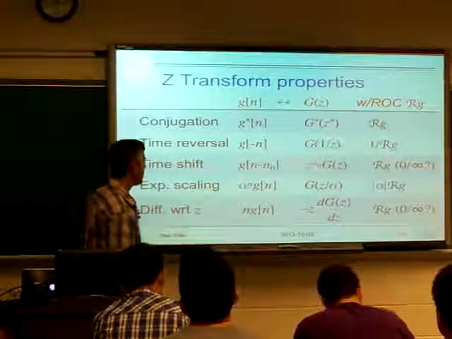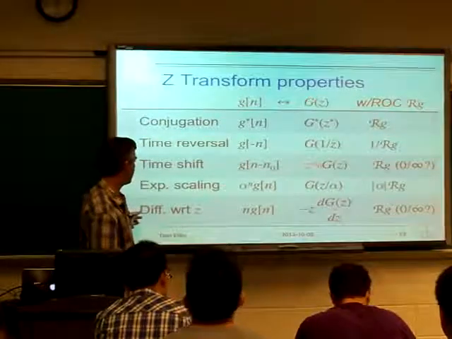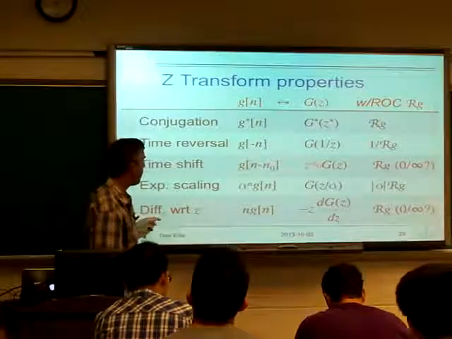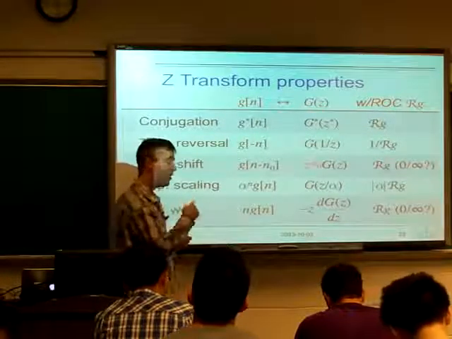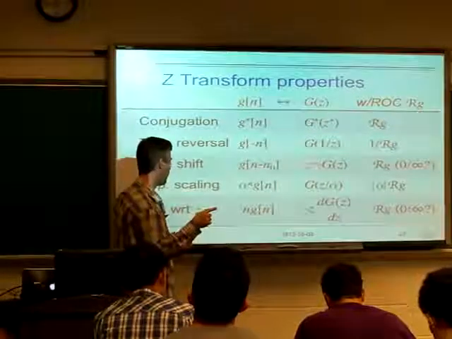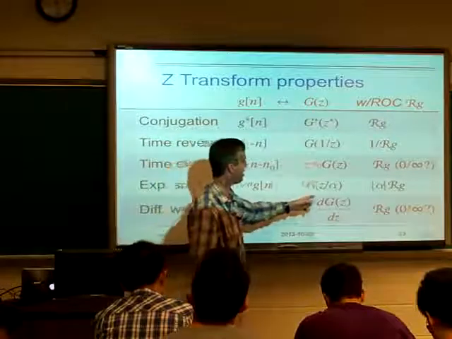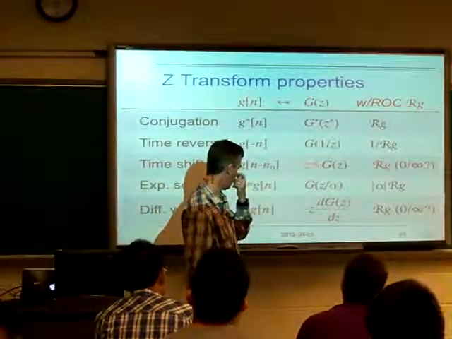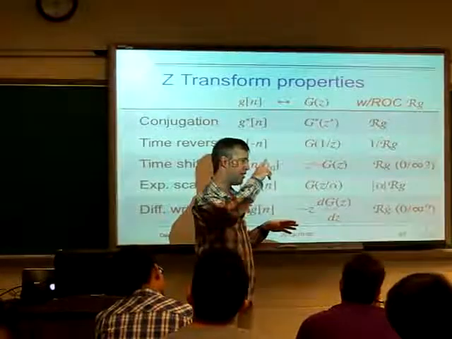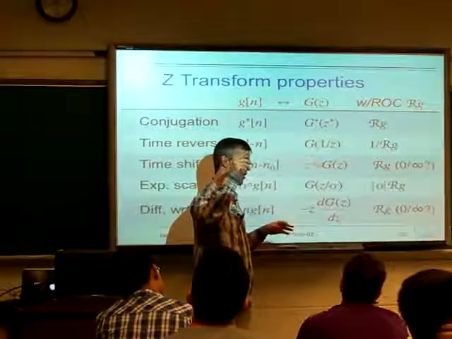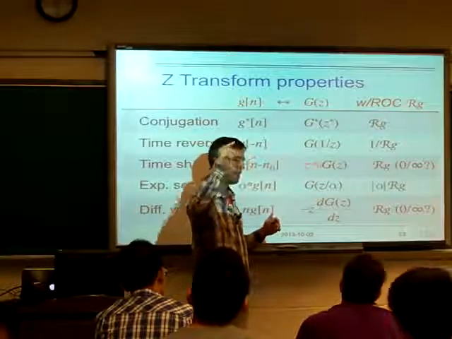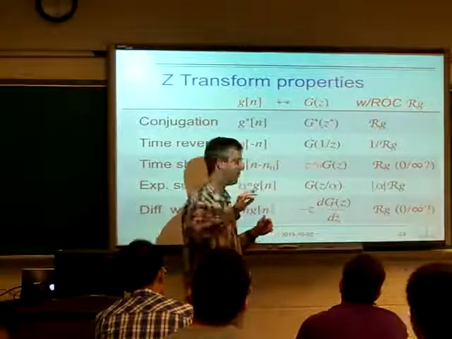Here's one that didn't show up on the DTFT. If you have this expression, g of z is equal to the sum of g of n, z to the minus n, and you differentiate it with respect to z, you get minus n g of n, z to the minus n minus 1. Something like that.